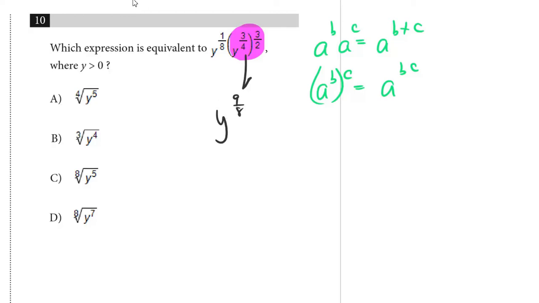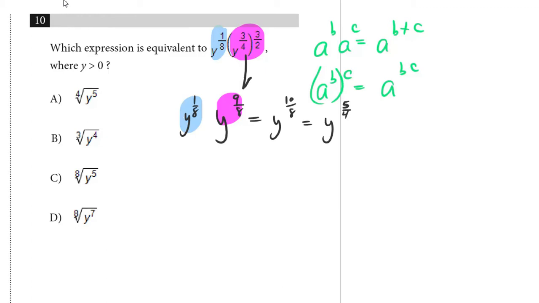And now we need to bring over the y to the 1/8. So we've got y to the 1/8 right here. And this is the situation where you add: 1/8 plus 9/8 is 10/8. And that can be simplified to 5 over 4.